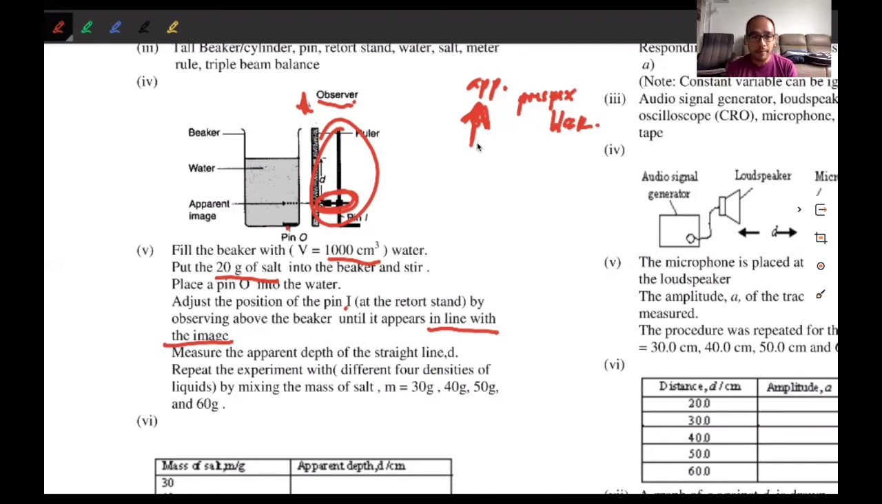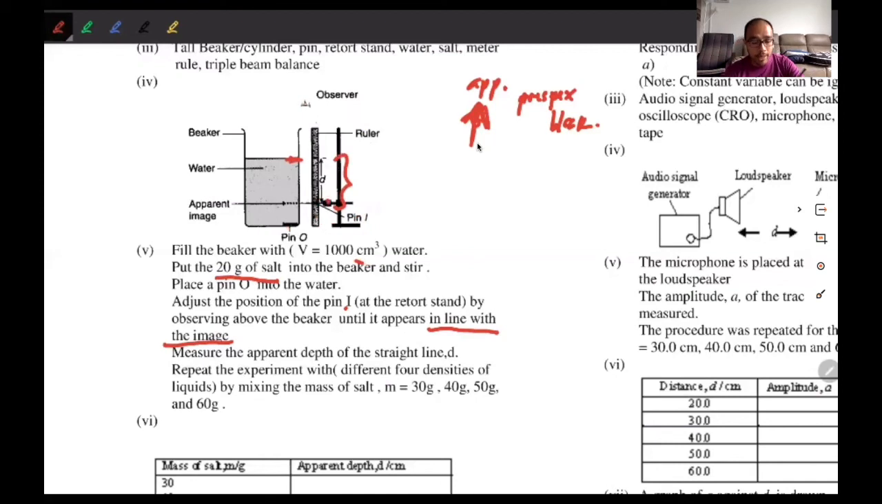done. Then you measure the apparent depth of the straight line. So this is the apparent depth, from here. Okay, so this is the apparent depth over here, from the surface of the water until where this pin is.